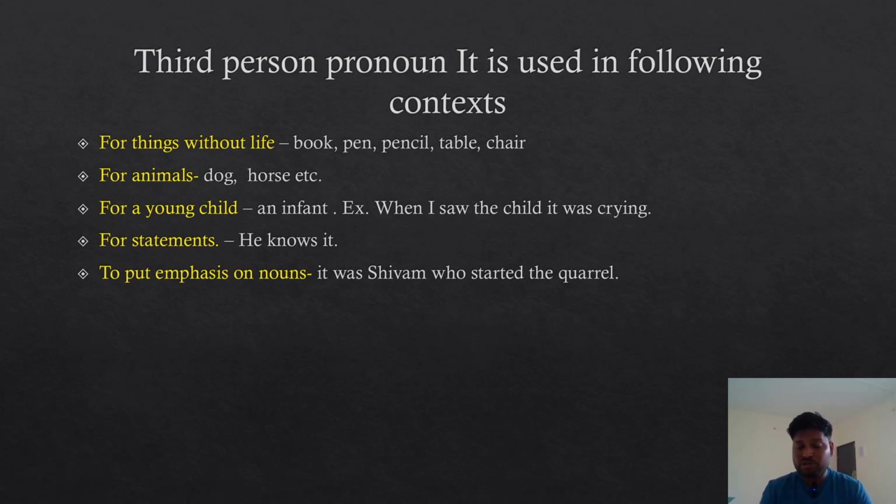Now, in order to put statements also, you'll be using it. So he knows it. He knows that, he knows it. To put emphasis on nouns, for example, it was Shivam who started the carol, or it was me who was learning English. So it was I who was taught by a good teacher. So in order to put emphasis on something, I'll be using it, which is a third person pronoun.